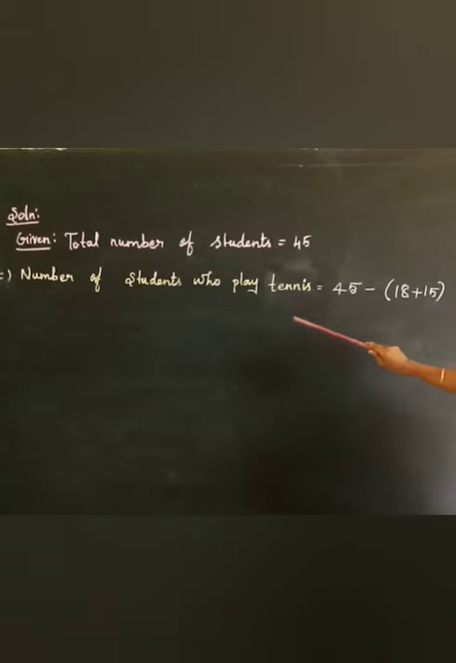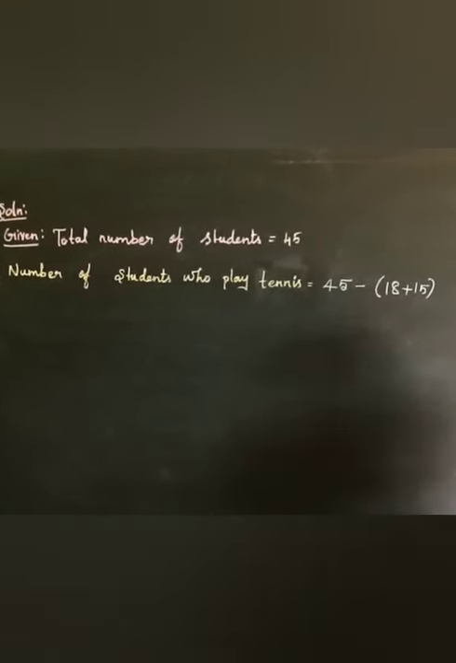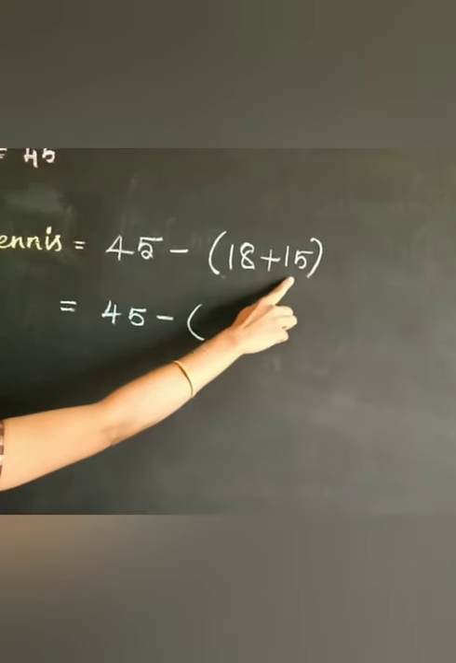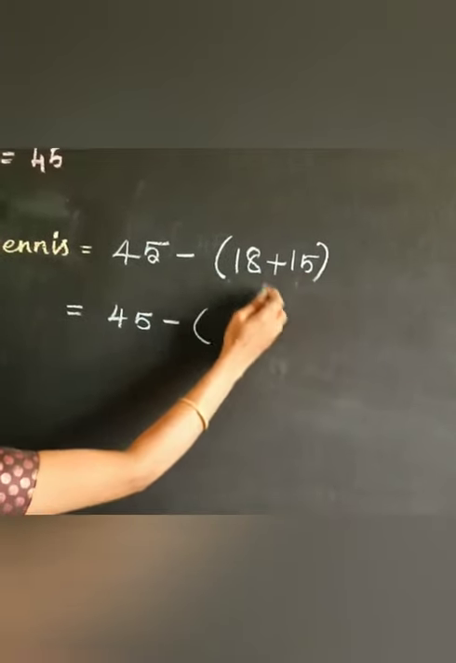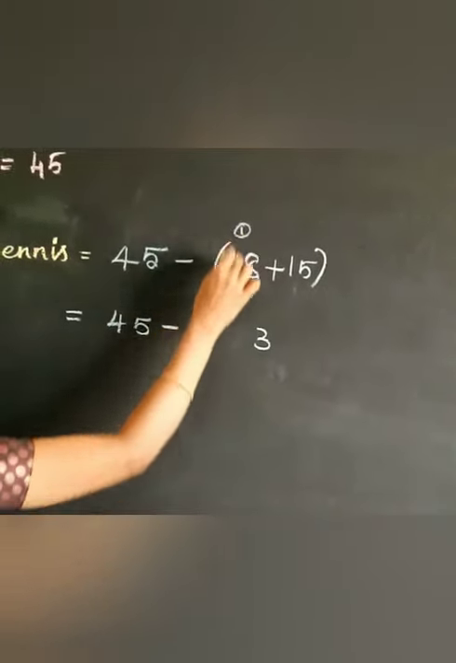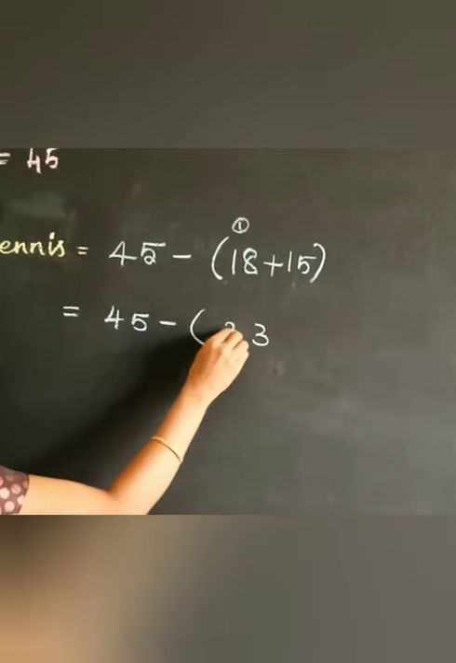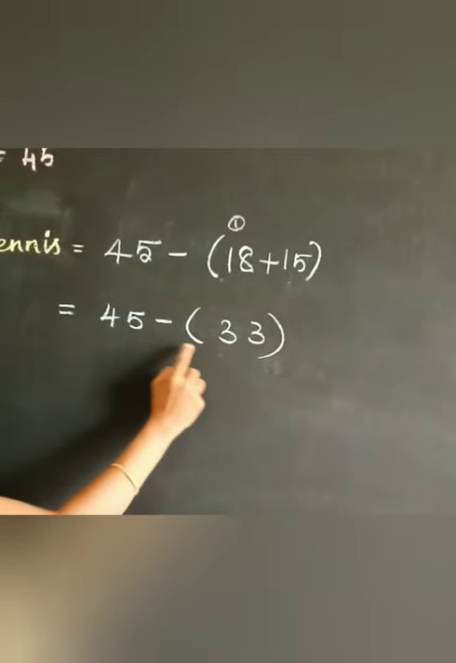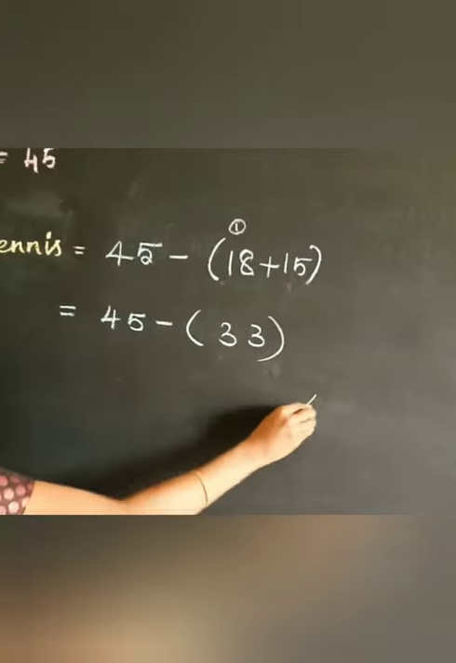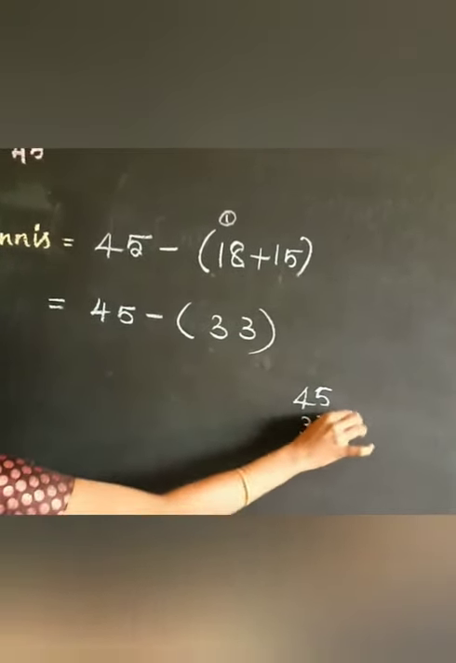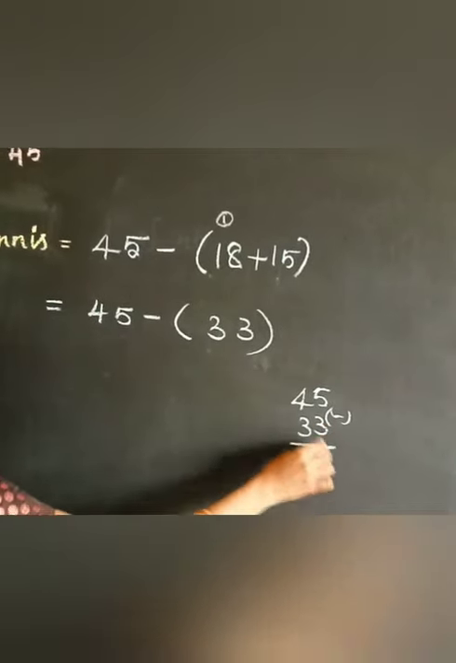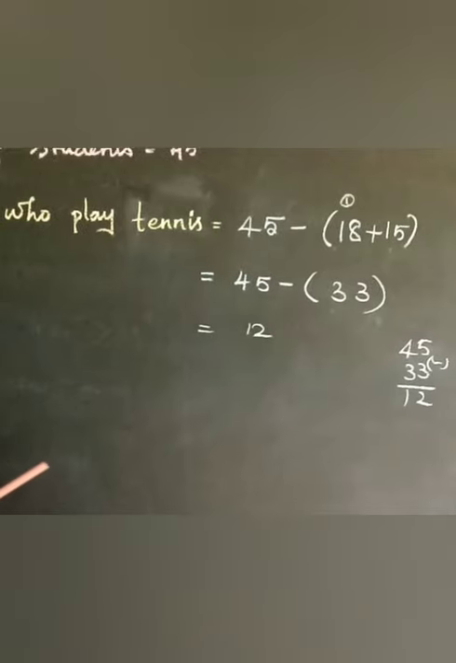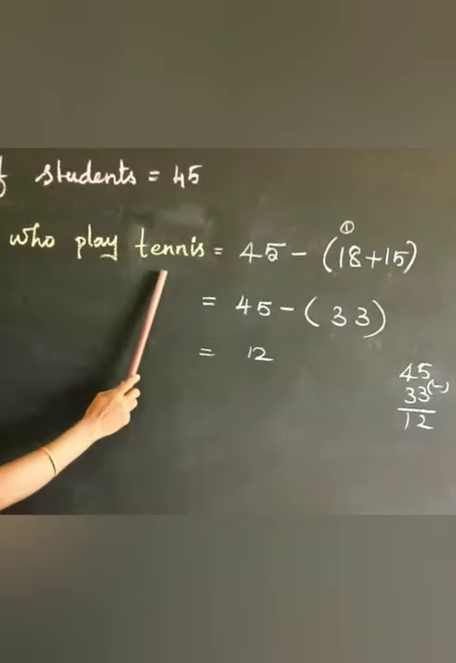We get the answer: how many students have played tennis? Cricket plus football is 18 plus 15: 5 plus 8 is 13, remainder 1, 1 plus 1 is 2, 2 plus 1 is 3, so the answer is 33. Now 45 minus 33: 5 minus 3 is 2, 4 minus 3 is 1, so we get 12. This is the number of students who play tennis.